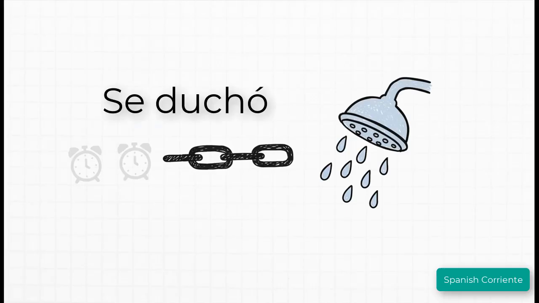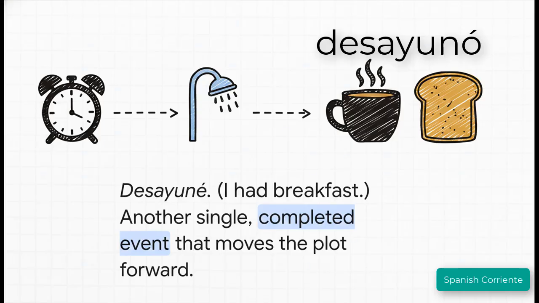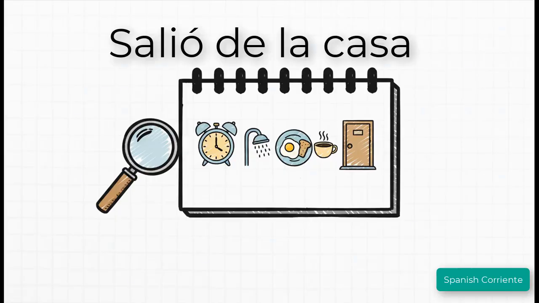Se duchó. See? It's just another link in the chain of events. After that, he had breakfast. Desayunó. You're seeing the pattern, right? Each one of these is a single, completed action that moves the story forward. That is the preterite's one and only job. And then he left the house. Salió de la casa. Now, look at what we've built here. It's a simple, factual report. Honestly, it's a little dry, right? Kind of like a detective's notes, but it gets the main actions across, and that's what the preterite does.